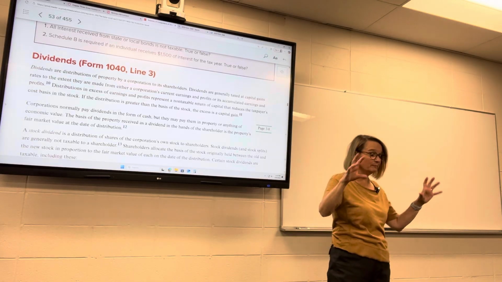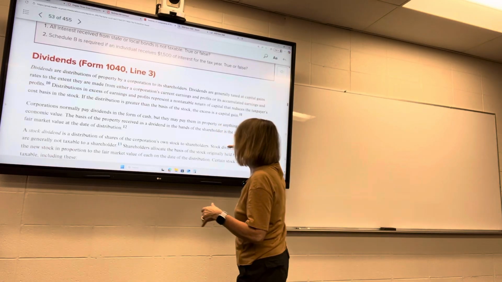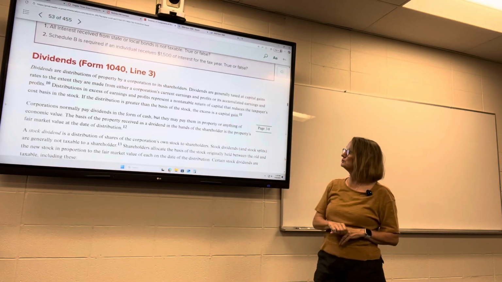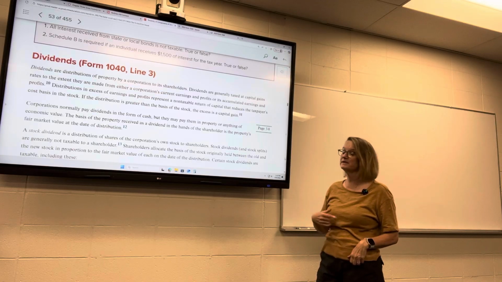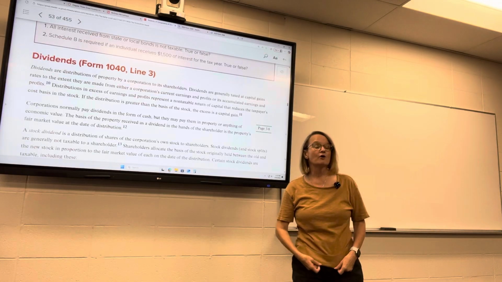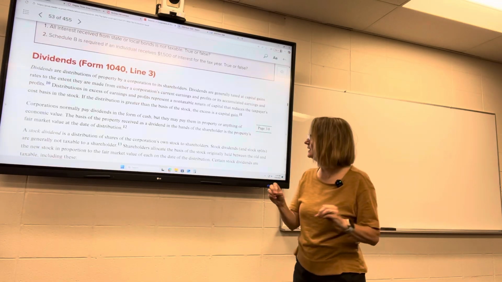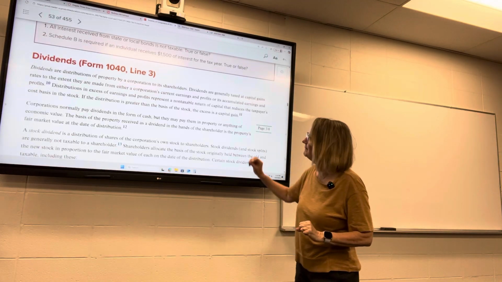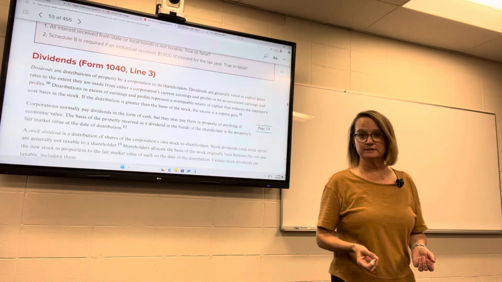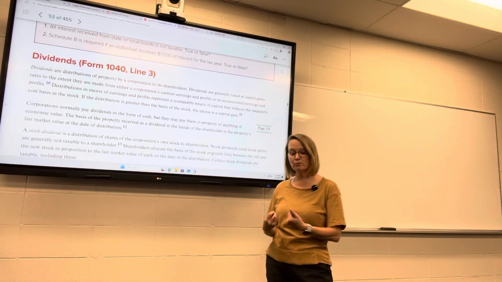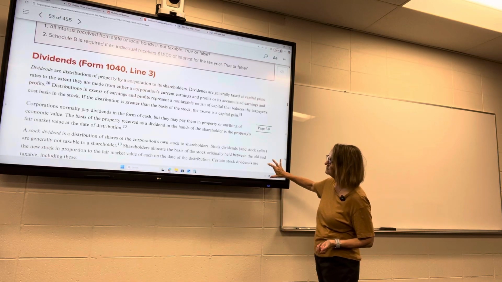This is getting a little bit higher level. We'll learn more about this again in Chapter 7. If the distribution is greater than the basis of the stock, the excess would be a capital gain. For our purposes, we're concerned about our qualified dividends right now. Those dividends, those amounts that are paid by a corporation that are not in excess of our earnings and profits. So they came right out of what the company had in their retained earnings.